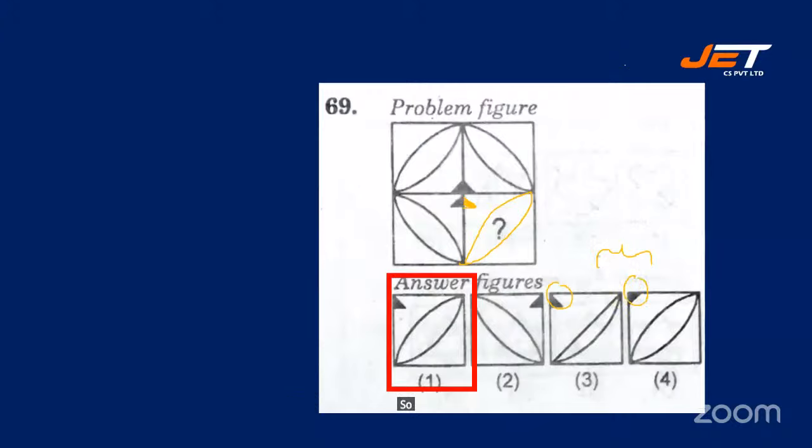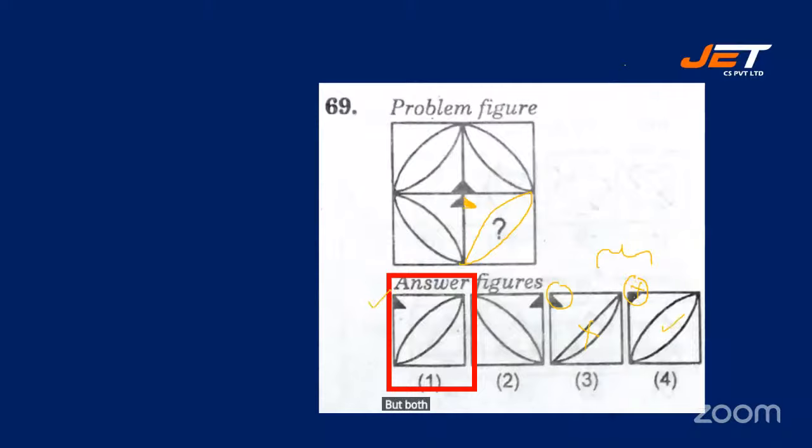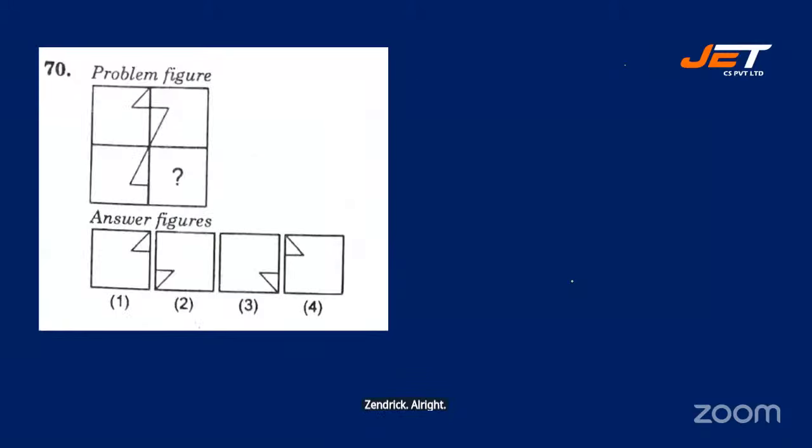Yes, exactly. The first one is the correct answer, as it has already been mentioned, because this is wrong, this is correct, and this is wrong. But both have been told here correctly. Perfect. So option 1 must be the correct one. If you had given option 1, then your answer is perfect, and it is not 3 and 4 as we guessed. All right, let's move on to the next question.